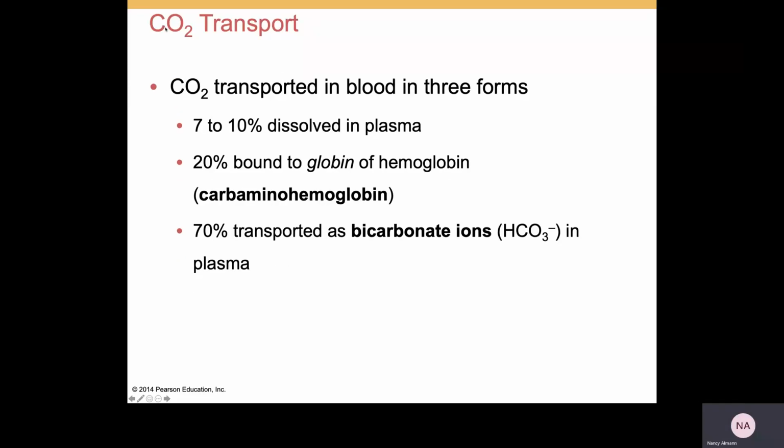For carbon dioxide transport, about 70% is going to be transported as bicarbonate ions in the plasma. And that is how we prevent ourselves from getting too acidic, because bicarbonate ions help neutralize acidity. About 20% is going to be bound to what's known as carbaminohemoglobin. So basically it's bound to the globin of hemoglobin, and about 10%, give or take a little bit, is going to be dissolved in plasma.